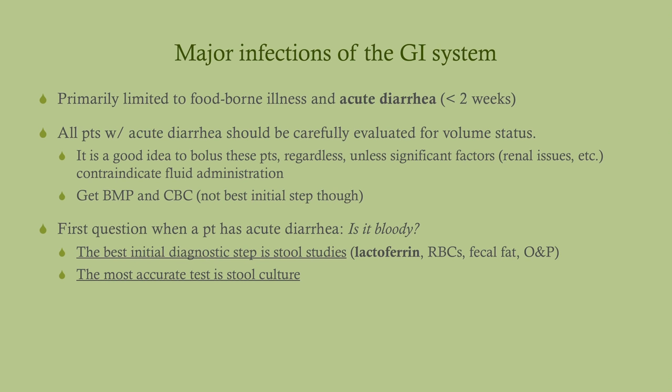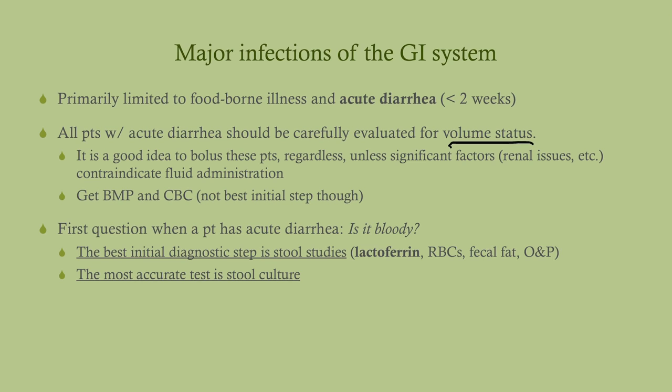All right, so as I said, the major infections of the GI tract are pretty much limited to foodborne illnesses and acute diarrhea. Now, all patients with acute diarrhea should first be carefully evaluated for volume status. Remember our ABCs. So we're always looking at volume status because remember that these patients are losing a lot of fluid in the diarrhea, depending on how severe it is. Now, obviously, a very mild, self-limited Campylobacter diarrhea, you're probably going to be okay. But cholera, on the other hand, not so much.